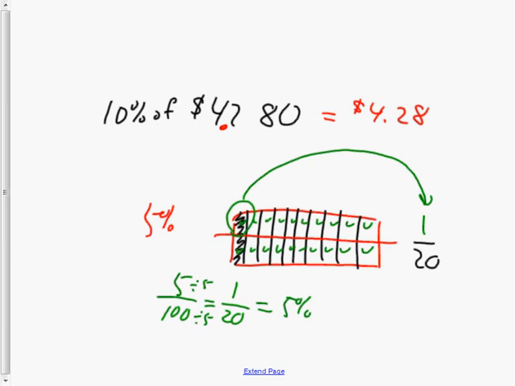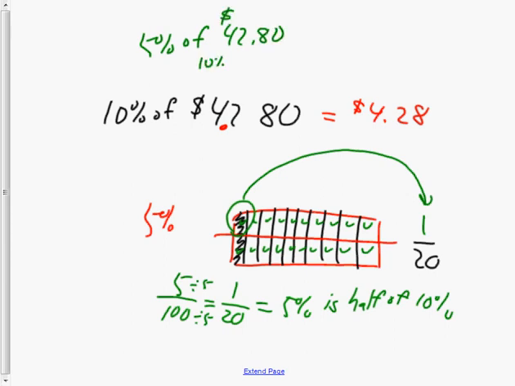5%. In essence, the easiest way to think about it is half of 10%. The easiest way to think about 5% is simply: what is 10%, and what is half of that? So if I'm thinking about 5% of $42.80, the easiest way to get there would be to say, well, 10%, we already figured it out. 10% is $4.28. So 5% would be simply half of that. Half of $4.28 is $2.14. So 5% of $42.80, we could think of it as being $2.14.